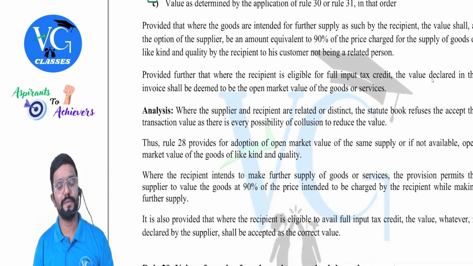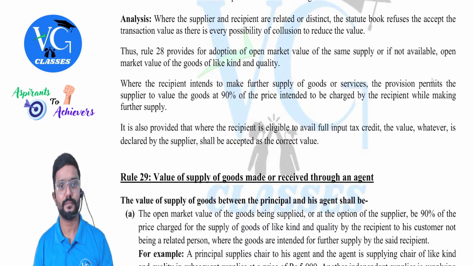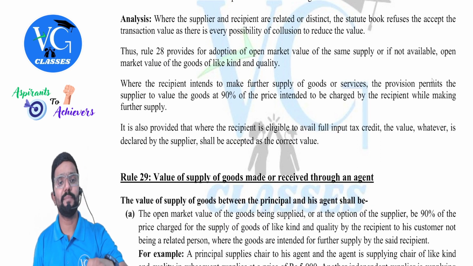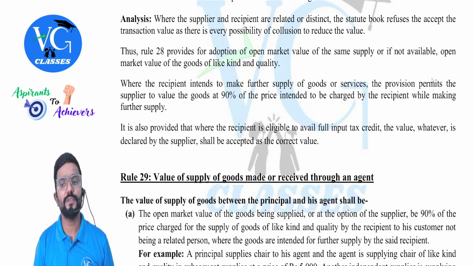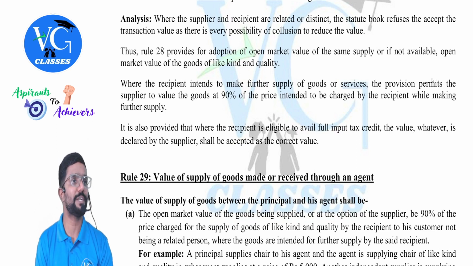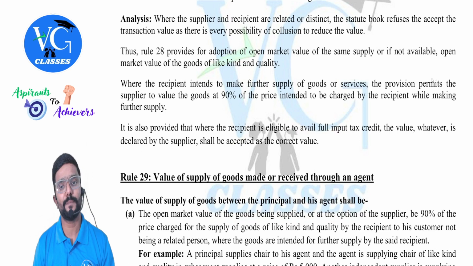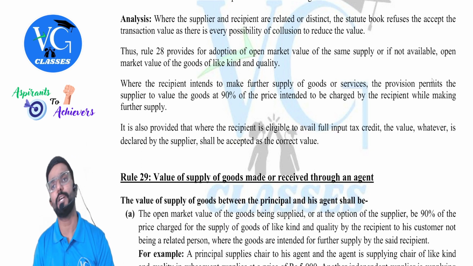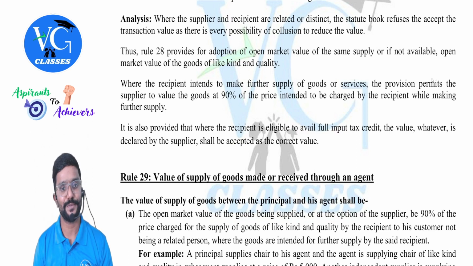I have also given an analysis here where the supplier and recipient are related or distinct. The statute book refuses to accept the transaction value as there is every possibility of collusion to reduce the value. As they are related, definitely their relationship will have an impact on price. Thus, Rule 28 provides for adoption of the open market value of the same supply, or if it is not available, then the open market value of goods of like kind and quality, which is nothing but a substitute product.